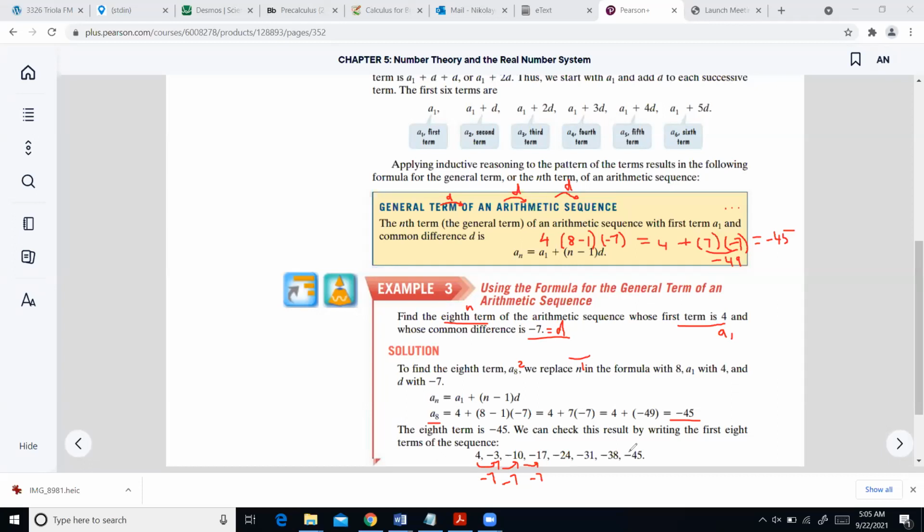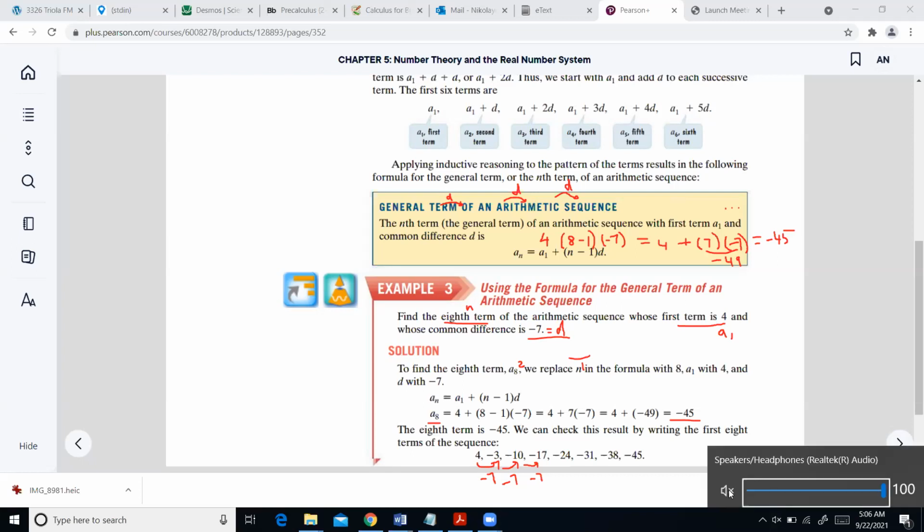And it is possible to do, but if they ask you for larger terms, say the 100th term, then doing this 100 times seems to be a waste of time. It's much faster to just use the formula. And that's actually the point of this whole process. So you want to use the formula whenever you have the 8th or whatever numbered term to be found.